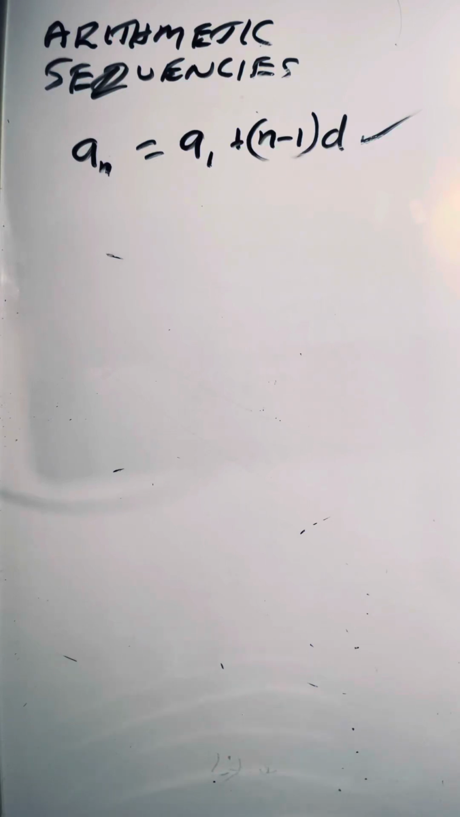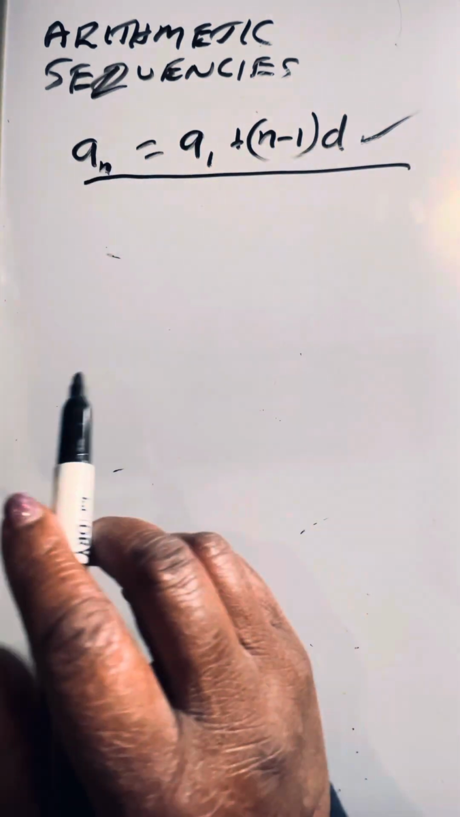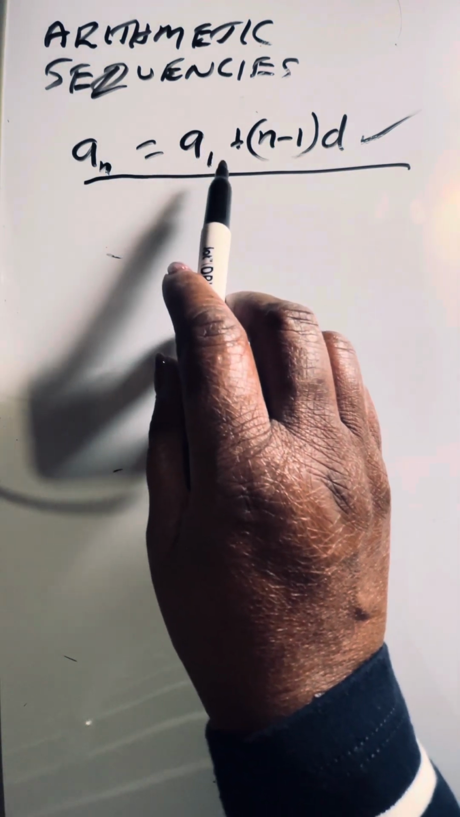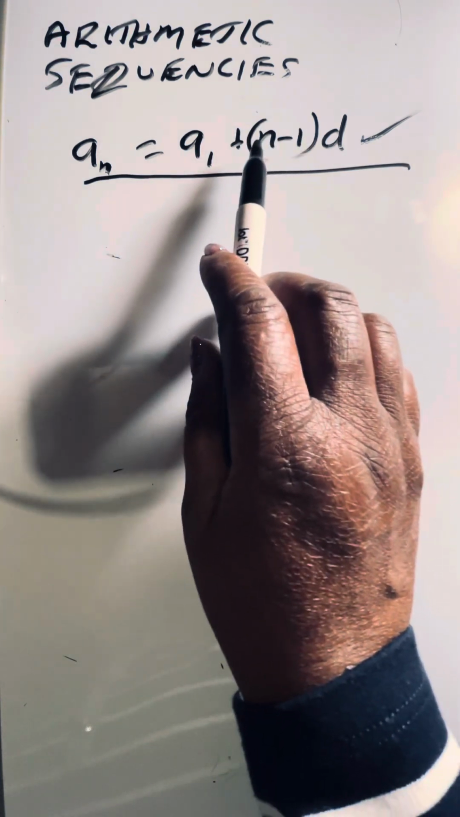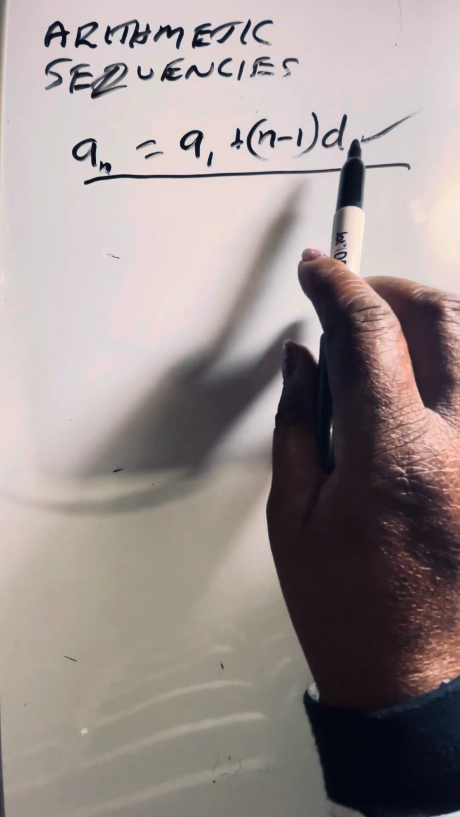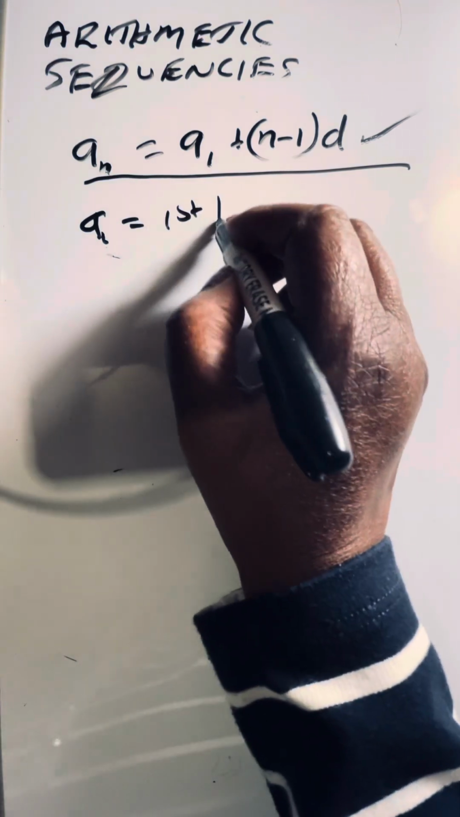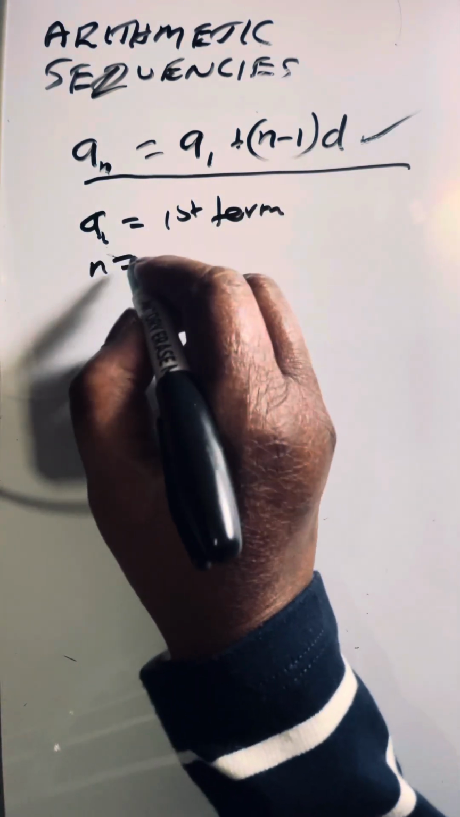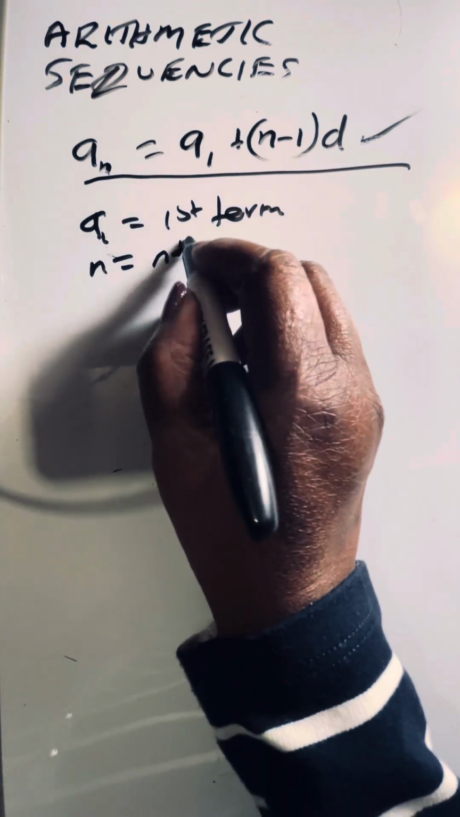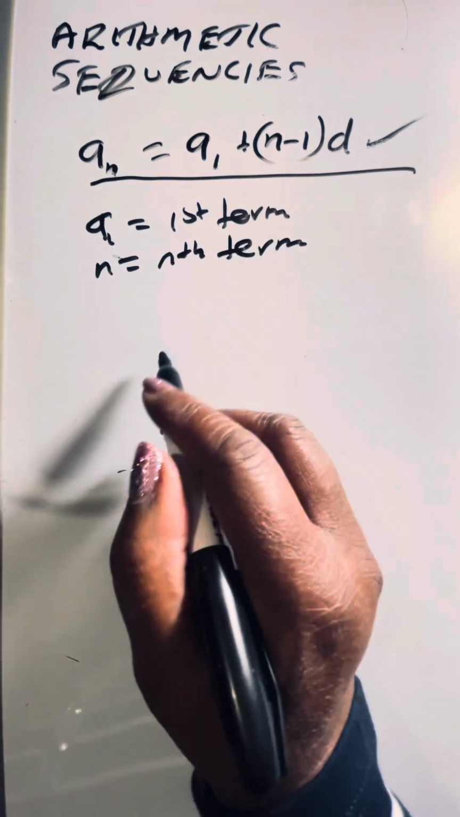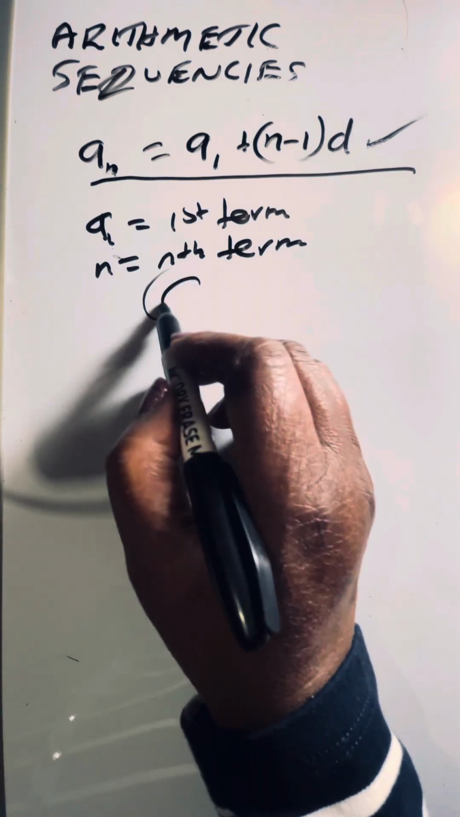Today I wanted to discuss arithmetic sequences. Whenever we are given a set of numbers and the common difference between them is a constant, we use this general formula: a sub n is equal to a sub 1 plus (n minus 1) times d, where a1 is the first term, n is going to be the nth term, which is also known as the general term.